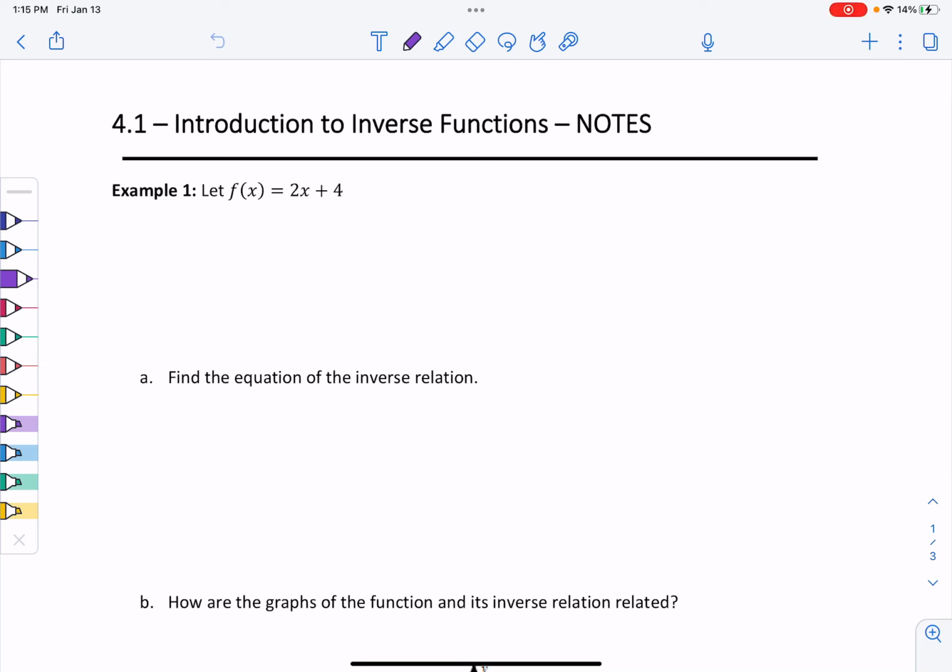Welcome to our introduction to inverse functions. First we're going to be looking at this function f of x equals 2x plus 4.